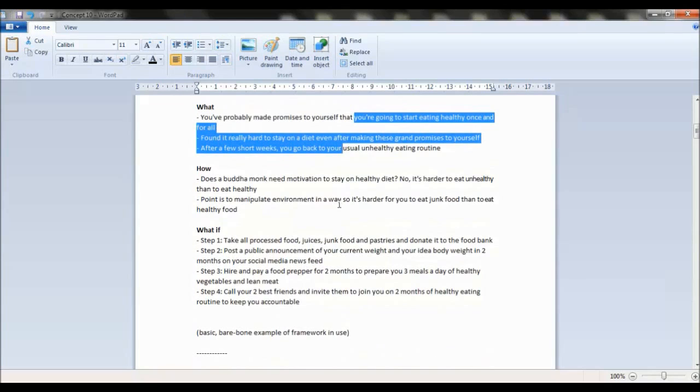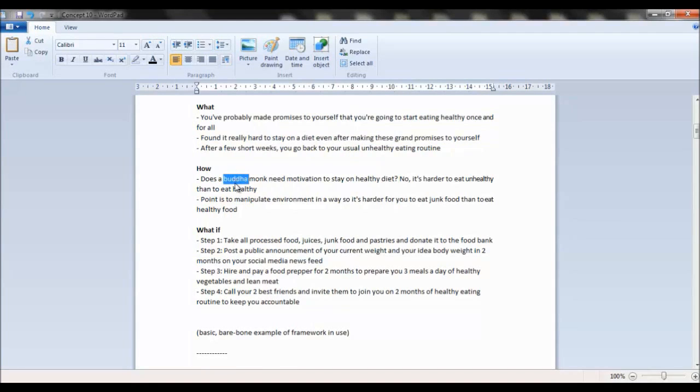Alright, so number 3, the how factor, is giving the solution on a conceptual level. We kind of talked about this in the previous concept, but does a Buddhist monk need motivation to stay on a healthy diet? No, it's harder to eat unhealthy than to eat healthy. So this is an analogy, and it's talking about the solution to the problem on a conceptual level. The point is to manipulate the environment in a way that it's harder for you to eat junk food than it is for you to eat healthy food.